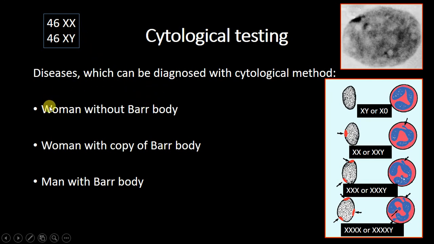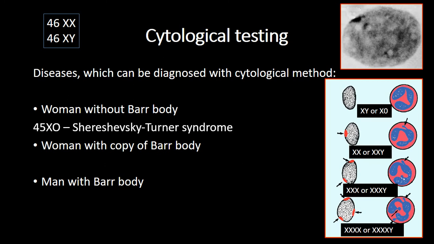What is the disease when women have no Barr body? We studied it in the previous educational semester. So women without a Barr body will have the syndrome which is called Shereshevsky-Turner syndrome, and the genetic formula will be 35X0.